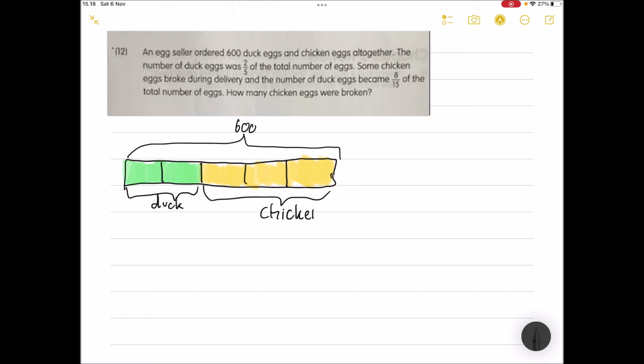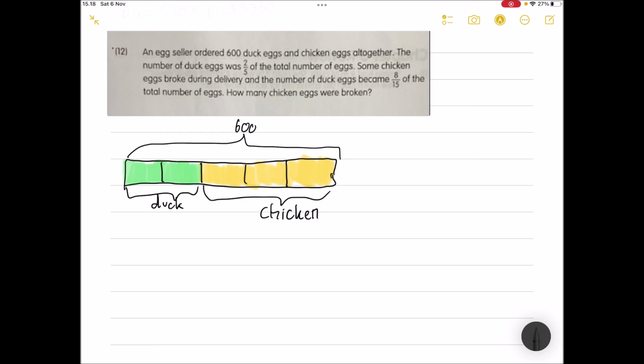Now we have the duck and the chicken. Can we know how much each of them is? Of course we can. We can just divide 600 by 5, you get 1 unit, and then the answer multiplied by 2 gives the number of duck. You multiply by 3, you get the number of chicken, but we do not really need that at the moment.